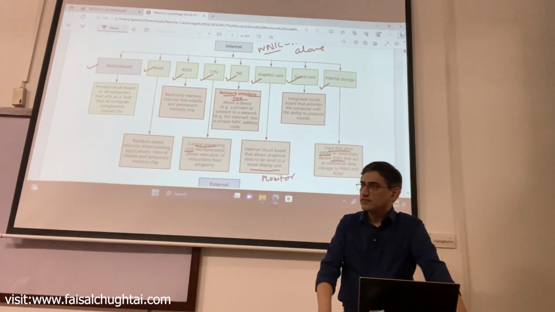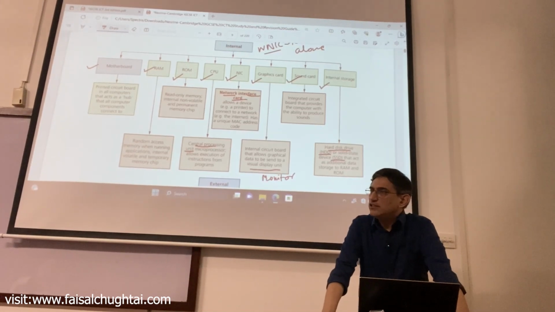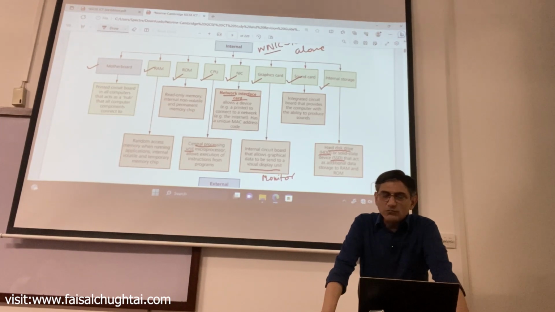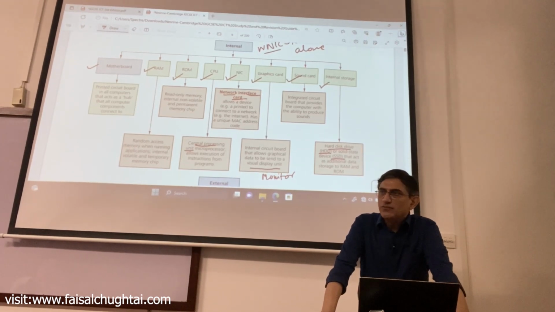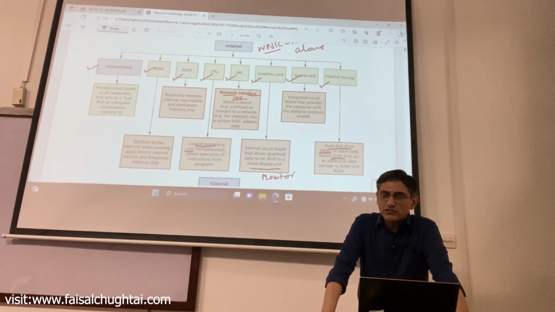Okay, one little thing that is still left in this discussion on internal storage is SSD. We have seen what HDD is. There is something called SSD as well. Any idea what SSD stands for?